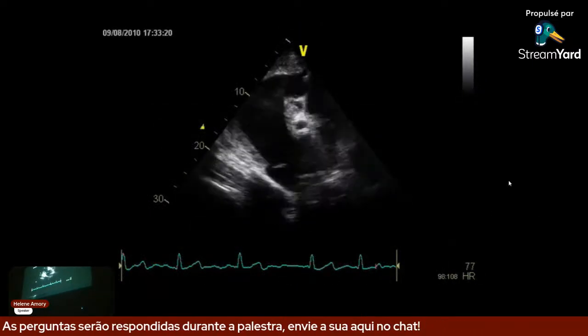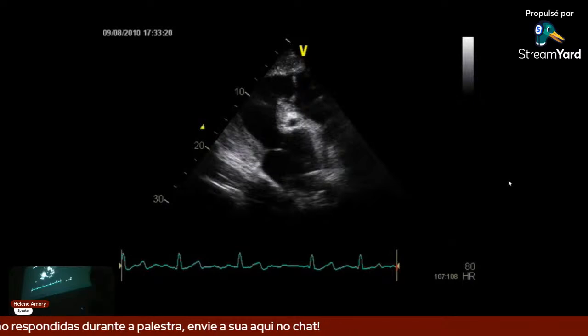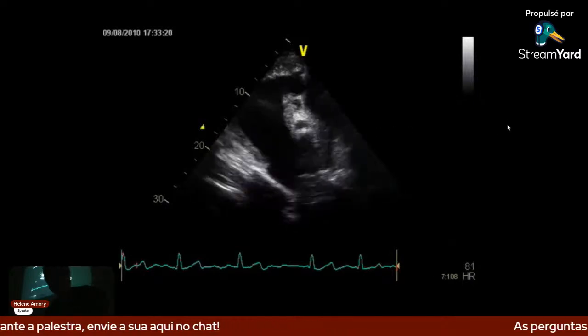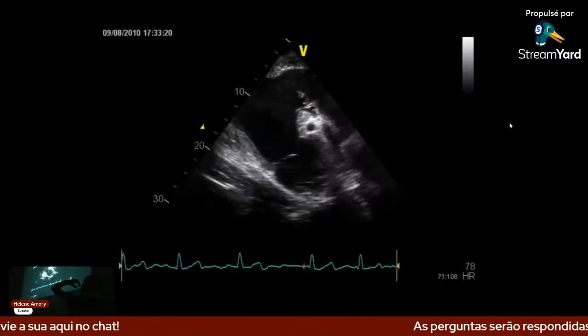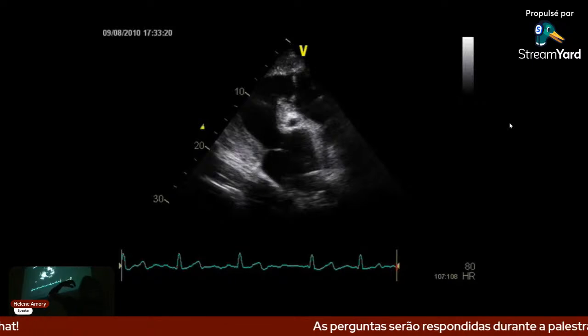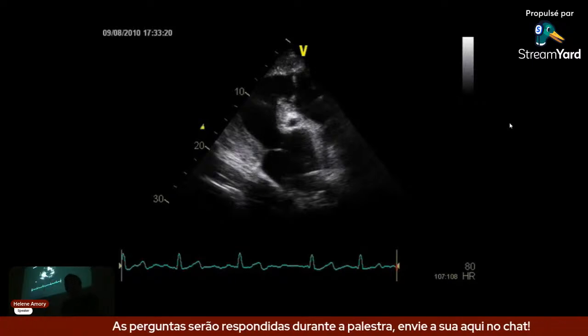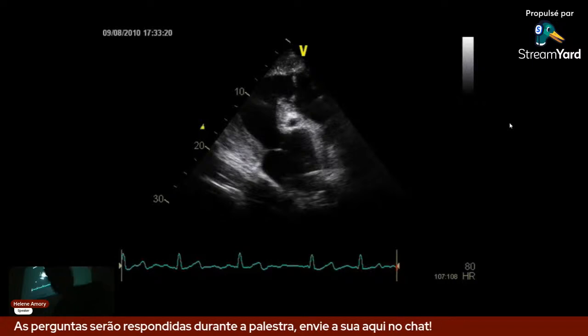There are many signs of volume overload again. This is the pulmonary artery, okay? What we see on this view is that this artery seems to be a little bit asymmetric, a little bit increased in diameter. You will measure it after, I will show you. Okay.